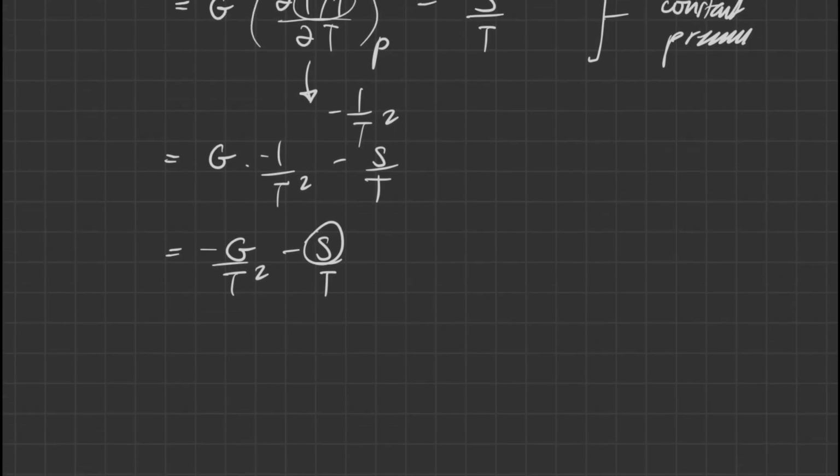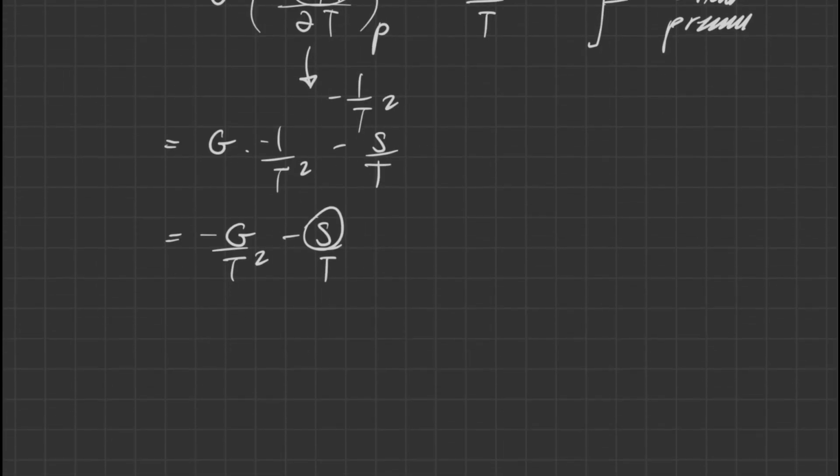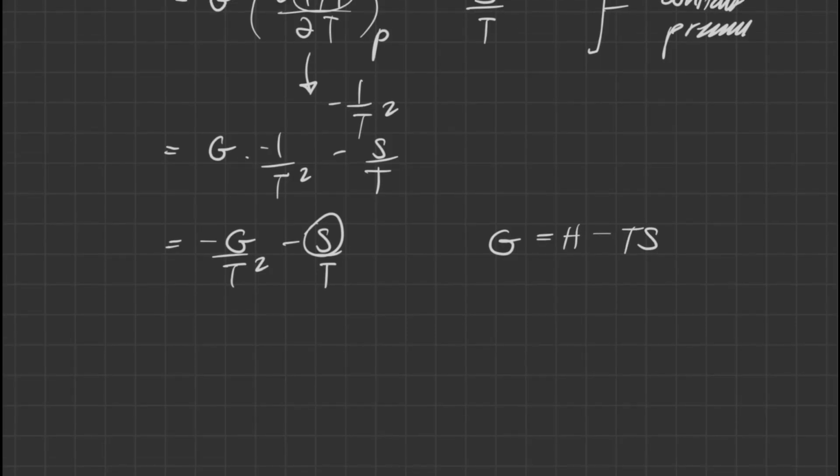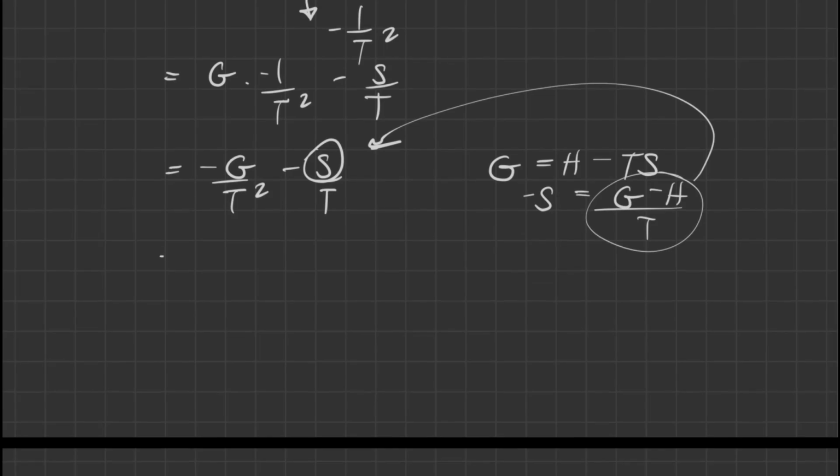Now we actually want to express entropy in terms of enthalpy. To do that, we use the standard Gibbs free energy formula, G equals H minus TS, where S, or negative S, is equal to G minus H over T. So now we can also substitute that here, and then minus, or plus, G minus H over T. Notice that we still have another T here, so it's going to be T squared.